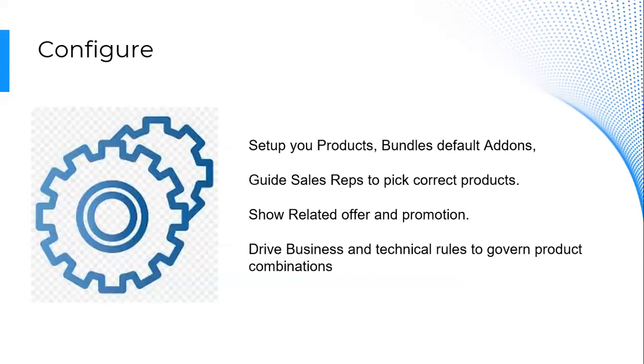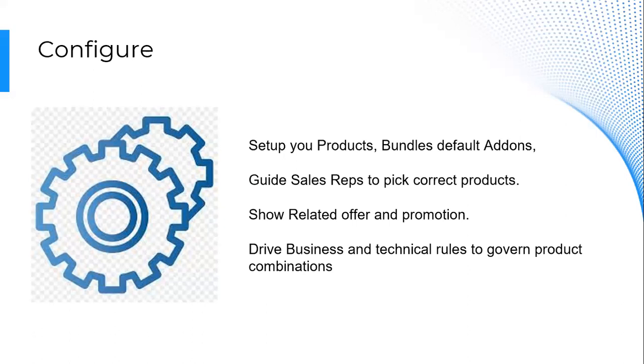So the first one is configure. In the configuration part of Salesforce CPQ, what we would essentially be doing is setting up products. We would be setting up bundles. Bundles you can consider a set or group of products with some business rules and business logic, which guide the sales rep to pick the correct products. There are various ways: there are filters, there is guided selling, and there are other configurations. Using those configurations, you can always guide your sales rep to select the proper products for your customer.